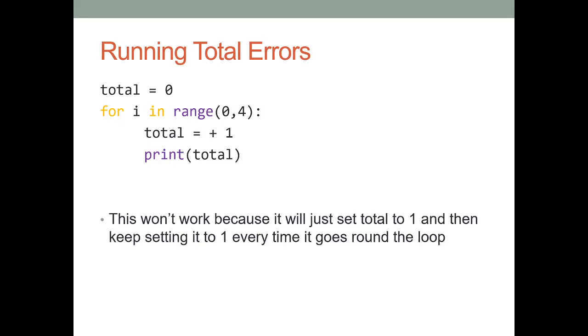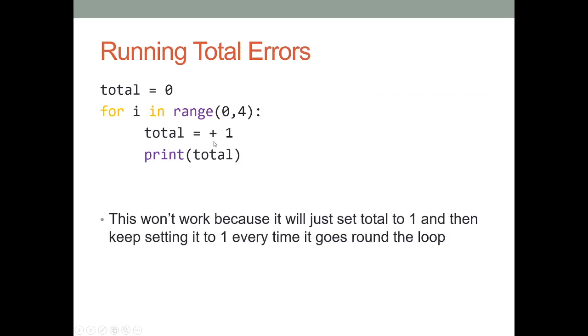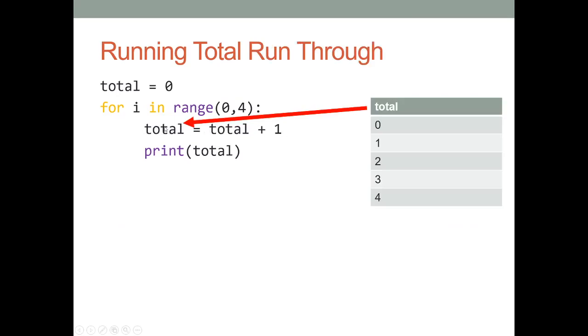The other mistake is if you miss out the total plus 1 bit here and you just write plus 1. This will just make total equal to 1, and it will be 1 every single time. It doesn't have the total to reference before, because this is saying redefine it, make it this instead, but you need to find its old self. So it says its old self plus 1. So you do need all of these bits. If any of these pieces are missing, nothing will work.